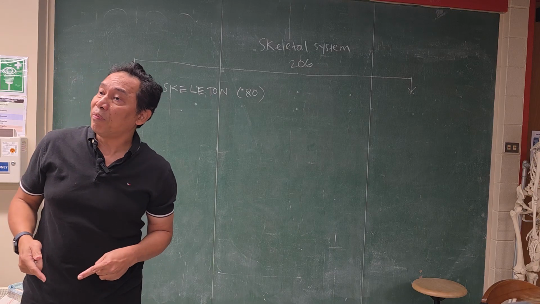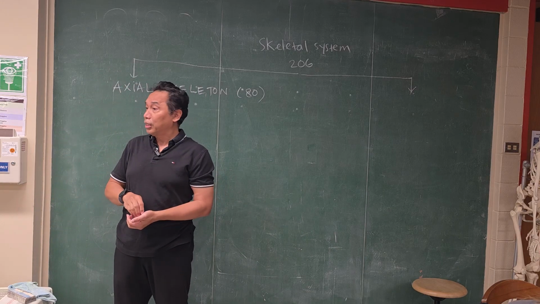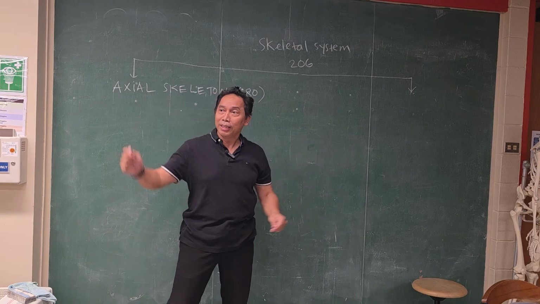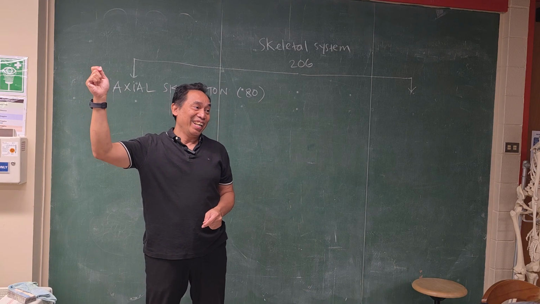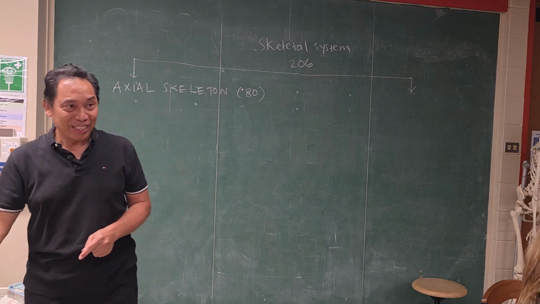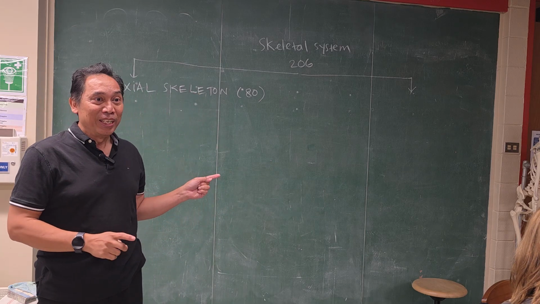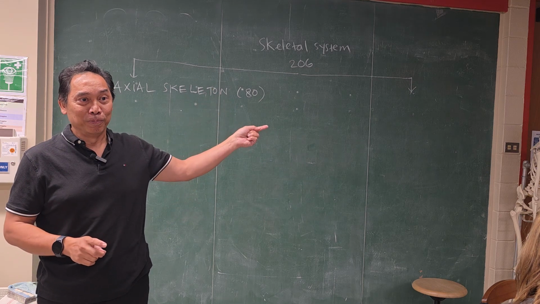And the way we're going to have the lab exam will be in this lab. I'm going to just take a bone and then ask you, what is the name of the bone? You have to write it down. Therefore, make sure you know all the names of the axial skeleton today. And next week, you have to know the appendicular skeleton also.